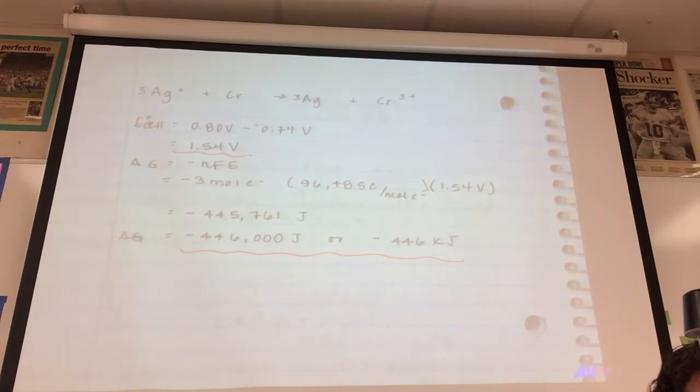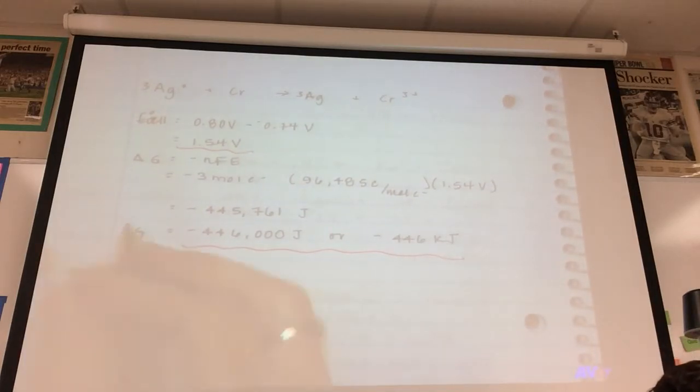Question: what metal represents the anode?